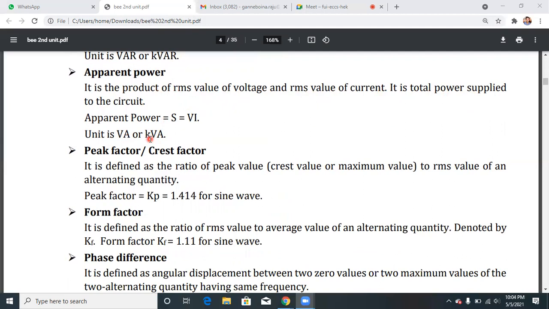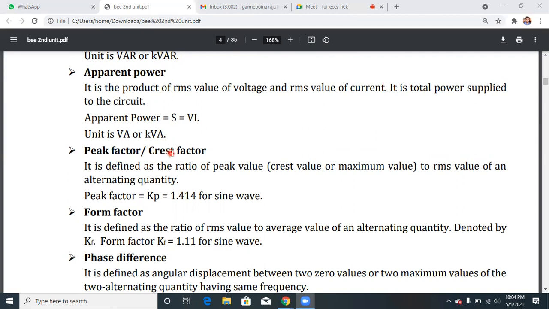For example, the transformer rating is denoted by kVA, kilovolt ampere. For small transformers, volt ampere; for large transformers, kilovolt ampere. This kVA is the rating of the transformer. So this is called apparent power. The transformer rating is indicated by apparent power. Understood? So the unit is volt ampere or kilovolt ampere. And then next, peak factor or crest factor.